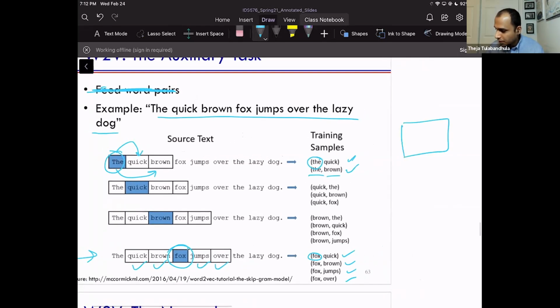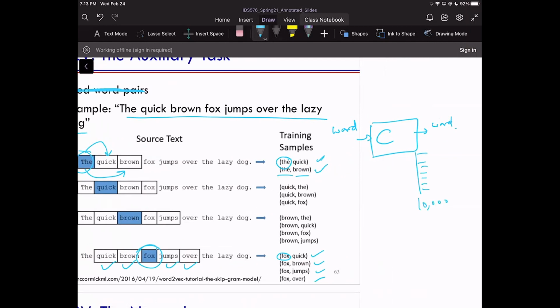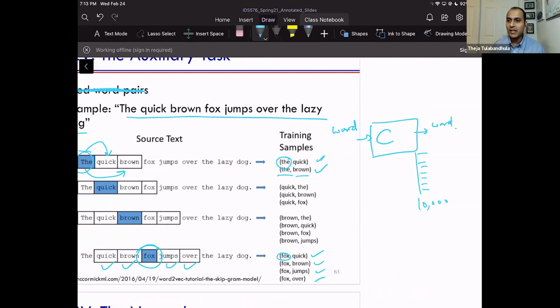Let's call it C. It takes a word as input and needs to produce a word as an output. Let's talk about how a classifier can produce a word as an output. Let's say our vocabulary size is 10,000 for simplicity. Then the classifier is basically producing a 10,000 dimensional score vector.